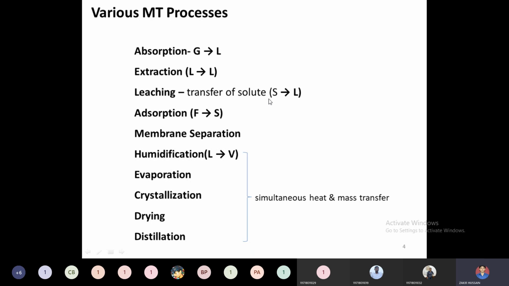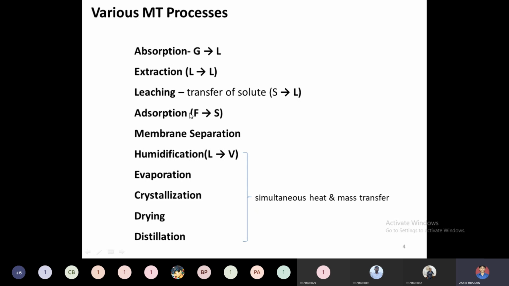Then the adsorption process. Adsorption is the transfer of solute from the fluid phase, which may be liquid or gas, to the solid phase or to the surface of the solid. In catalysis, adsorption has much application, especially in heterogeneous catalysis. That is an example of the adsorption process.